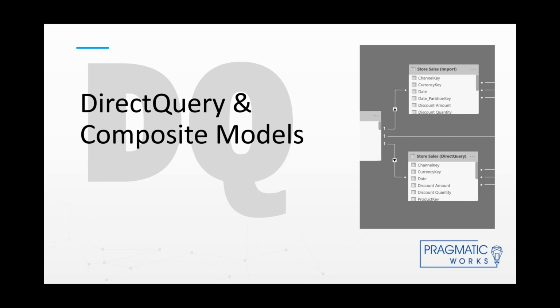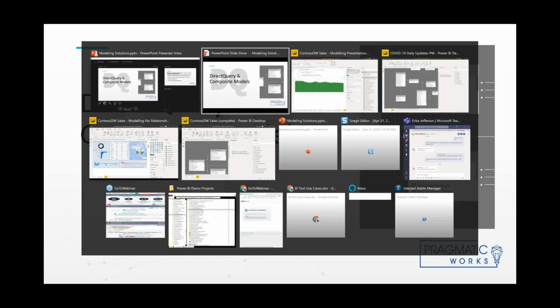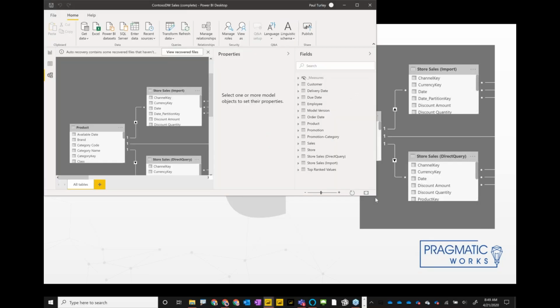But let's say that we've got a transaction table with billions of rows. I don't want to bring that into memory, use up all of that memory on my server in the Power BI service. We can allow a user to drill through to related details by using direct query. That's what a composite model is all about. So let me just show you a quick example of a composite model. Again, this one's very simple. It's just really for demo purposes.